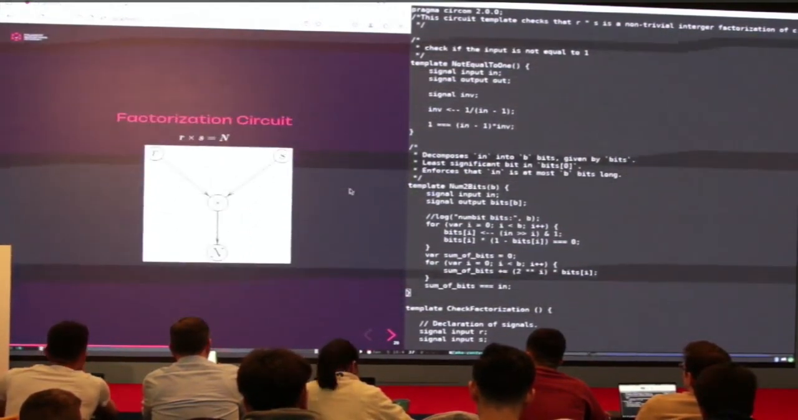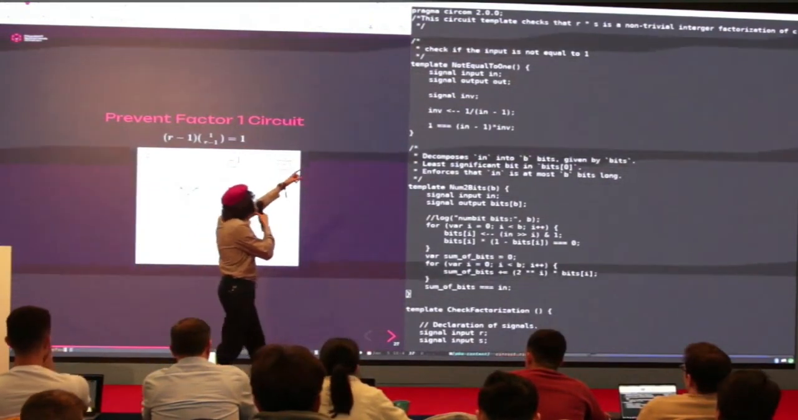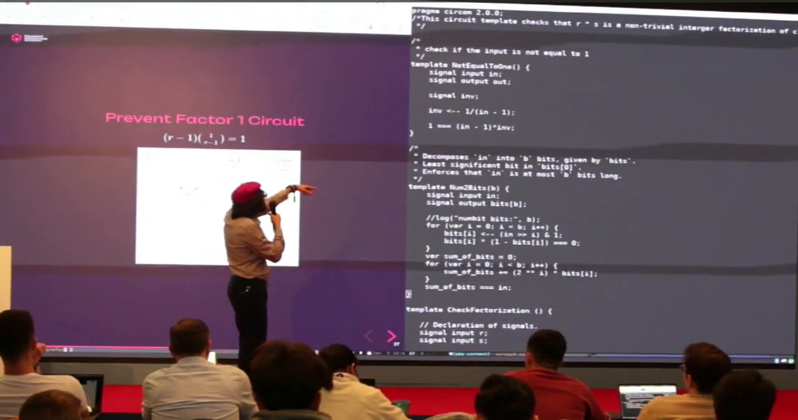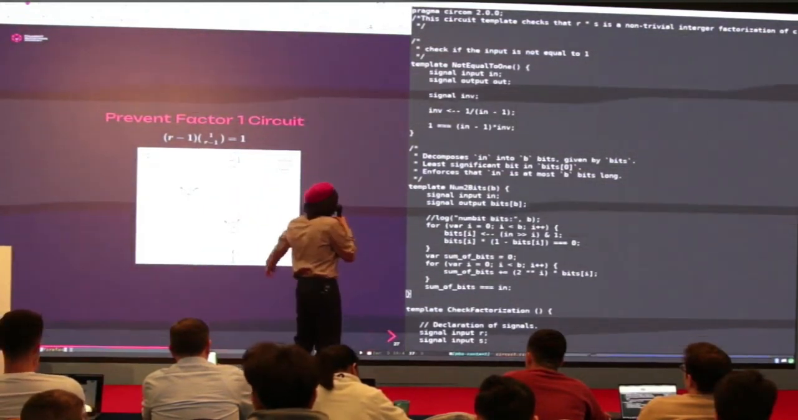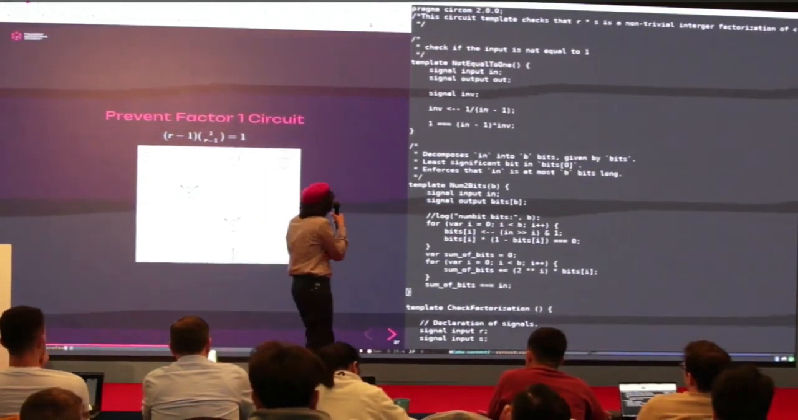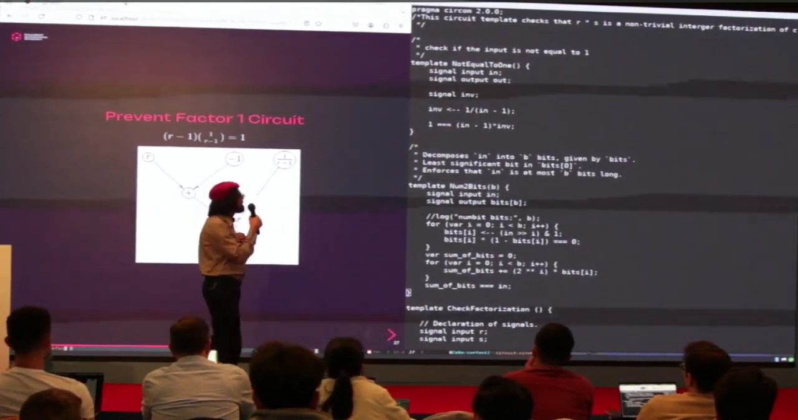So I'm going to the non-equal one, this one, right? I said I'm getting one input, which is R, and I get one output that should be 1. It doesn't have an output, actually. I think I can remove the output.